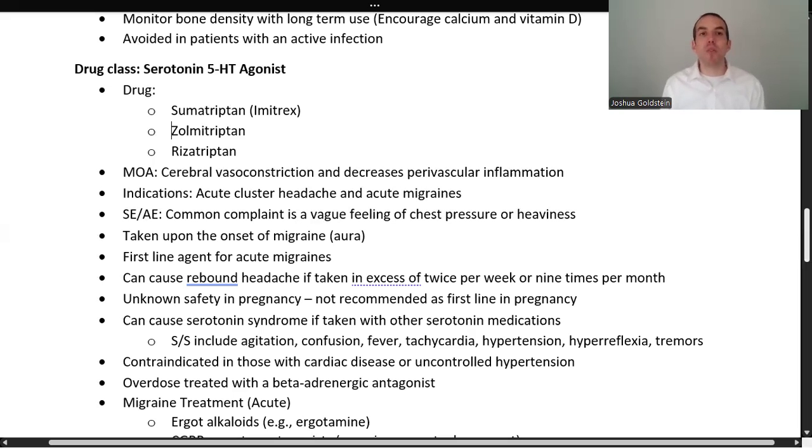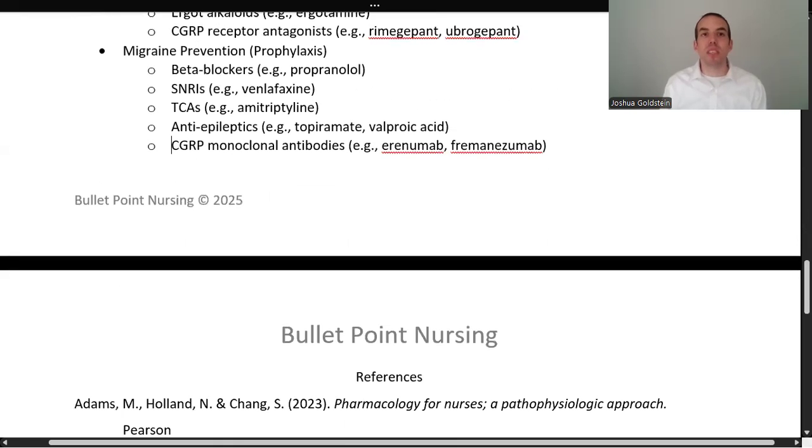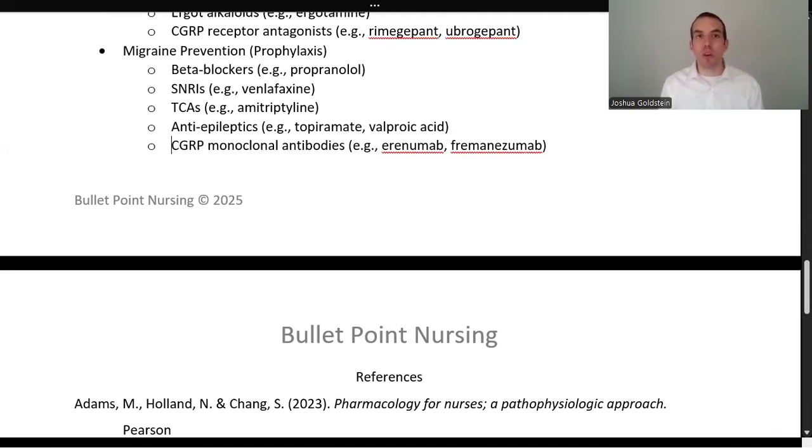If a patient does develop an overdose of this medication, they are going to end up with serotonin syndrome, and serotonin syndrome is treated with a beta blocker, officially known as a beta adrenergic antagonist. Now, I do want to spend just 1 second mentioning the fact that migraines in general are treated acutely. The first line drug is the serotonin 5-HT agonist. We do also have ergoalkaloids, such as ergotamine, which is another drug that we can use for an acute migraine. Plus, we have the CGRP receptor antagonist. The CGRP blockers are also used for acute migraines, but the first line is the serotonin 5-HT agonist, again, up to that limit of 9 pills per month.